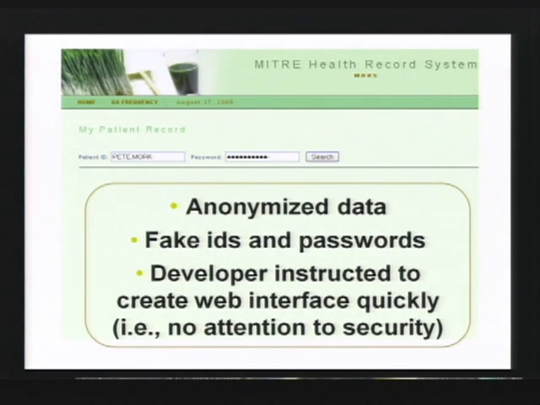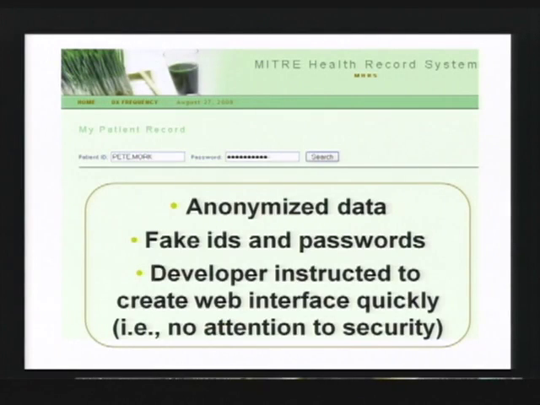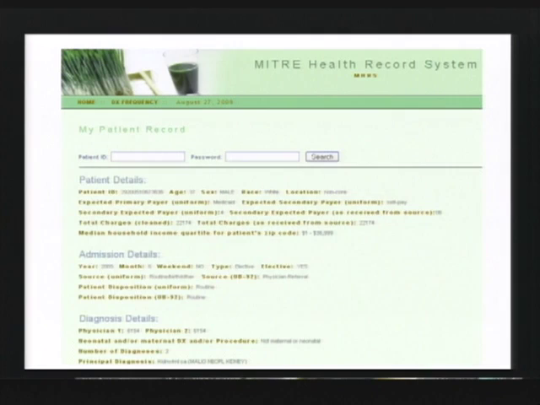So first off, as I'm going through some caveats, the data that I'm showing are real data. They're real medical discharge records. However, they've already been anonymized, so that concern is taken out. The IDs and passwords that I'm showing are completely fake. We just made them up out of whole cloth. And the last thing is this application: the developer who produced it for me was instructed not to pay attention to security, just get the job done as quickly as possible, in an attempt to sort of mimic the sorts of things that happen every day on real systems.